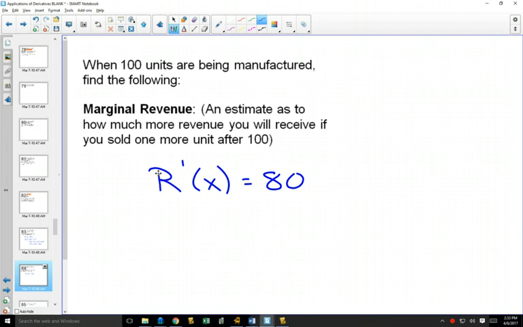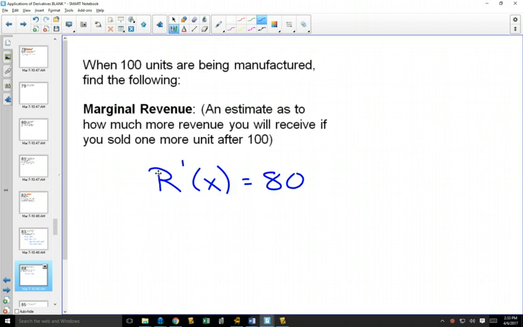And this is an estimate to how much more revenue you will receive if you sell one more. Well, since they were all selling for 80, if you sold one more, you would probably expect to get $80 more. And in this case, the derivative is better than an estimate, it's exact. It's exactly 80. So this is telling you that if you sold one more, you'd expect to get around $80 in, which we know is the case.